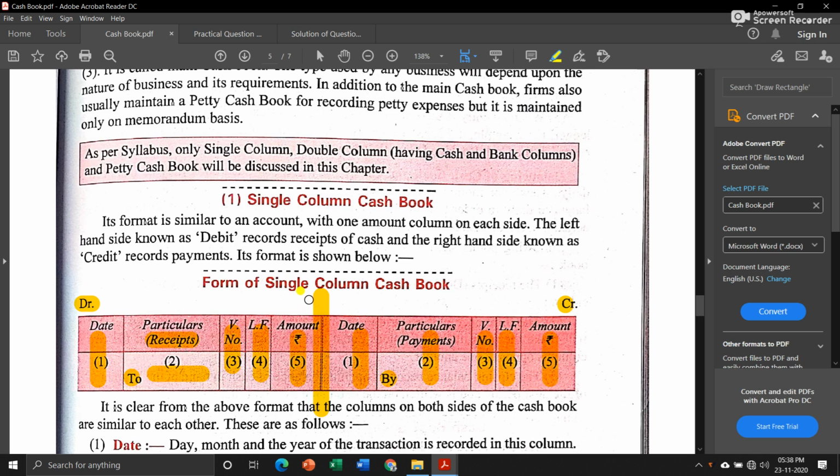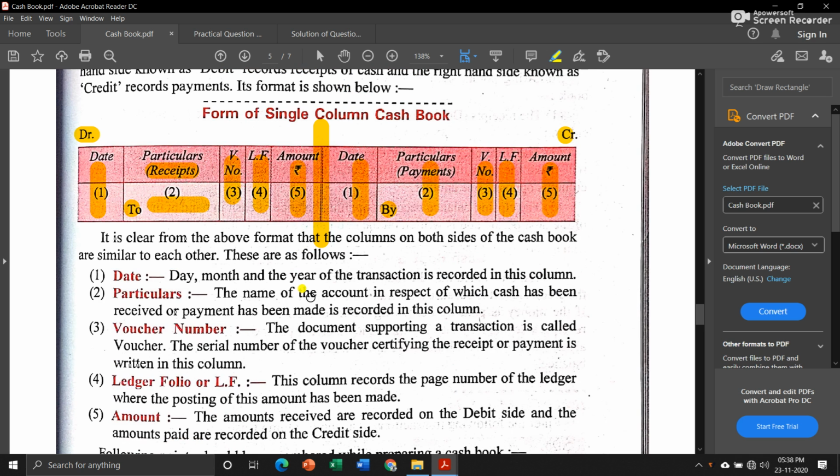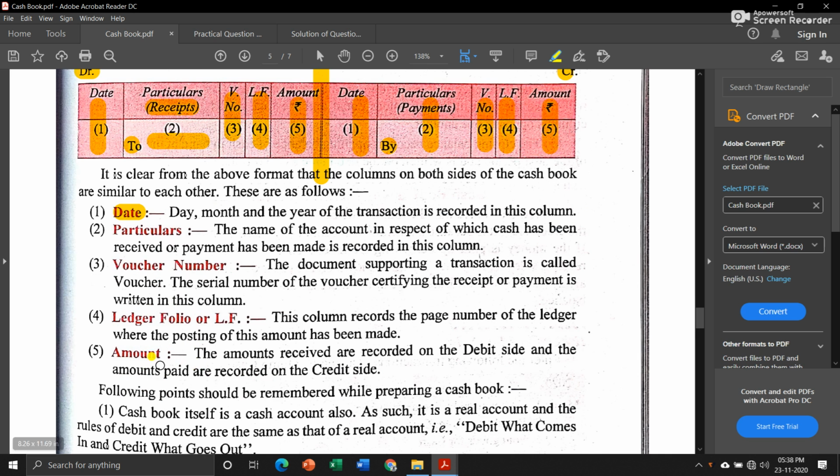Now let us see some information regarding this format or proforma. First is date. Day, month, and year of the transaction will be recorded in this column. Then particulars, voucher number, ledger folio, amount.